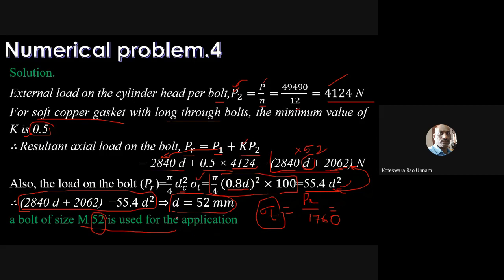Or else you do one more thing. We are taking D as the largest diameter. Now what is the other value for D if you solve this quadratic equation? You tell me the other value. One value is 52, the other value is, you tell me what it is.